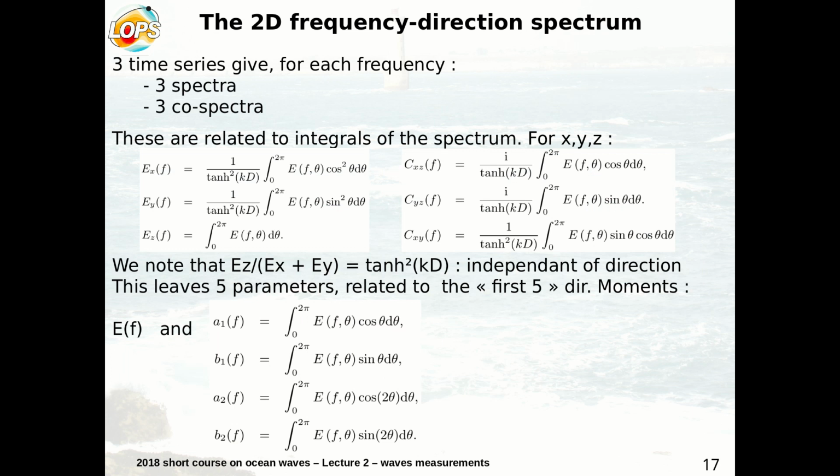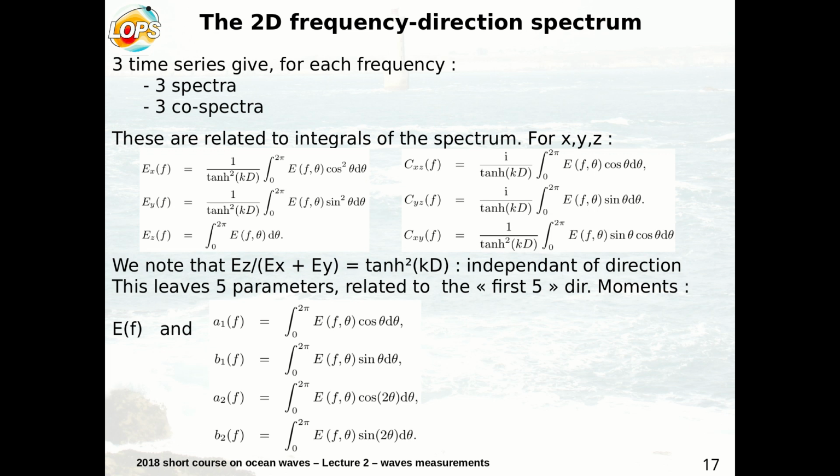parameters at each frequency. So first of all, from each time series, you can make a spectrum. So from the vertical elevation, you make a spectrum of the vertical displacement, like I was showing before. That's what I call easy here. And this spectrum of the vertical displacement is just the sum of the directional spectrum over all directions. All waves in all directions contribute to vertical displacement.